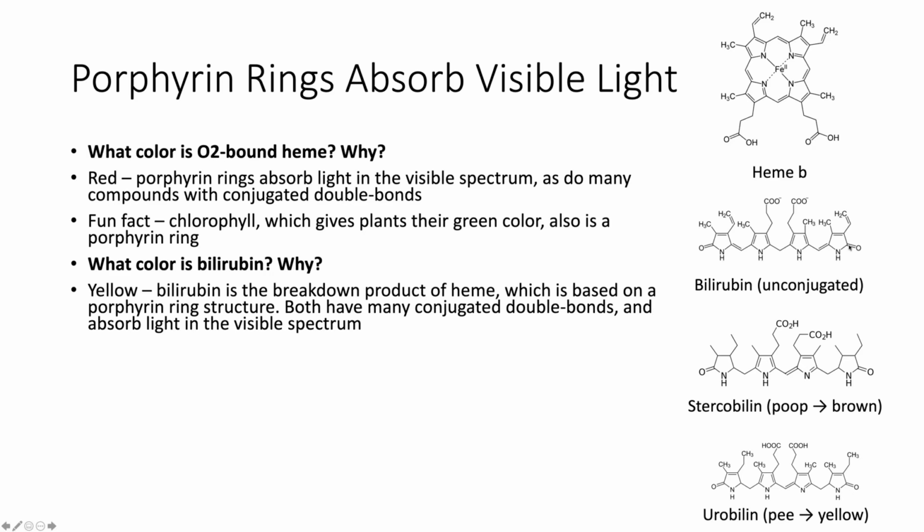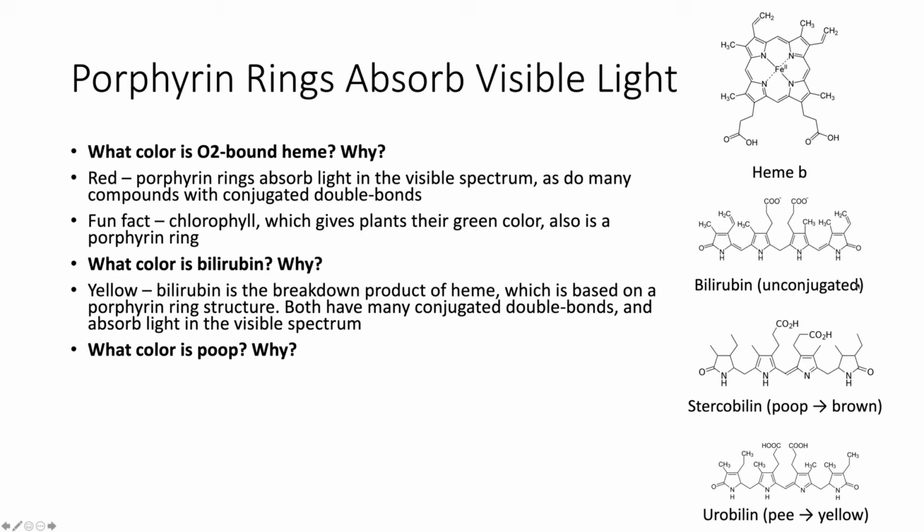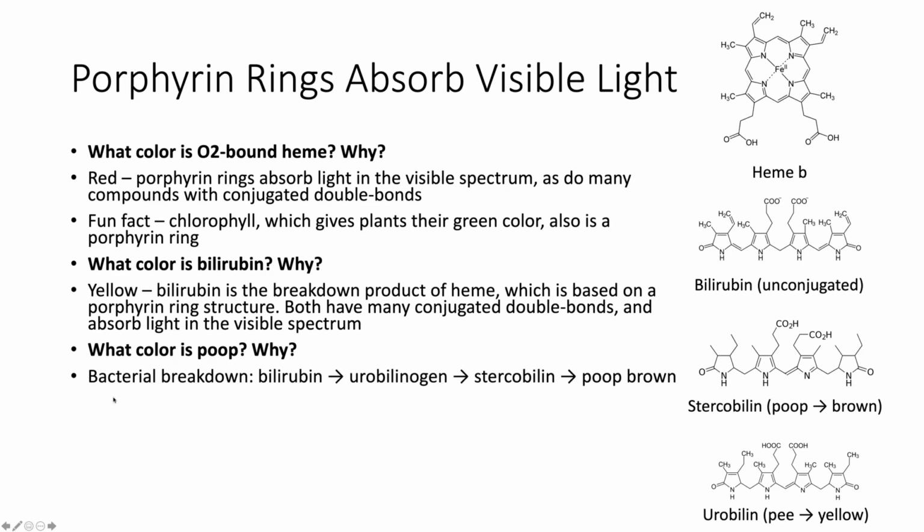Again, I'm trying to make this chemistry for MDs. This is very simple. So what color is poop, and why does it have color? It's yellow or dark brown. Yellow, brown. Why does it have color? I'm not sure. Because it all comes from heme. Ultimately, it's all coming from heme.